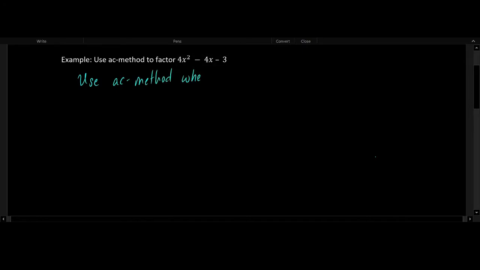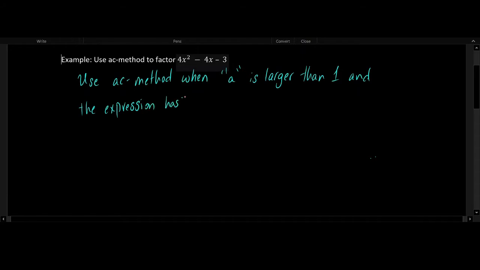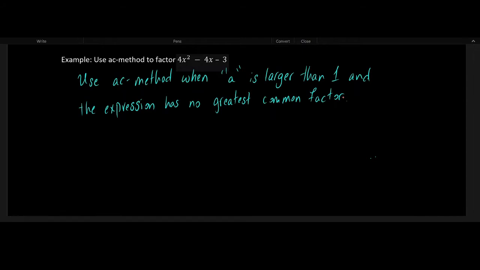under what circumstances? I would use it when the A value for the expression is larger than 1 and at the same time the expression has no greatest common factor. If both of these conditions are satisfied, then AC method is generally speaking my only choice and therefore my best choice for factoring the expression.